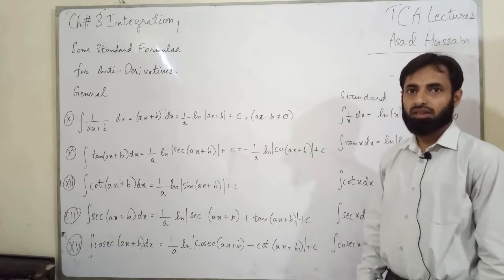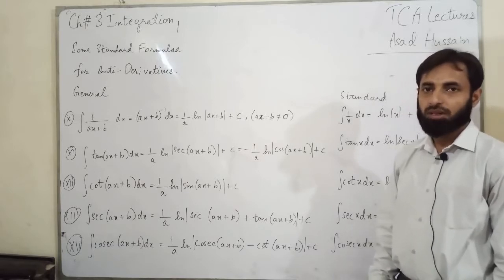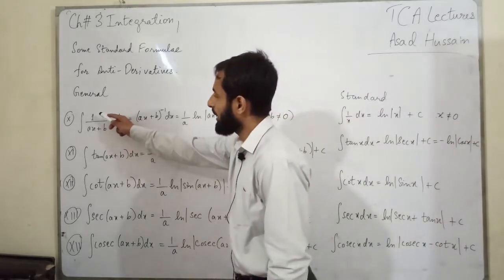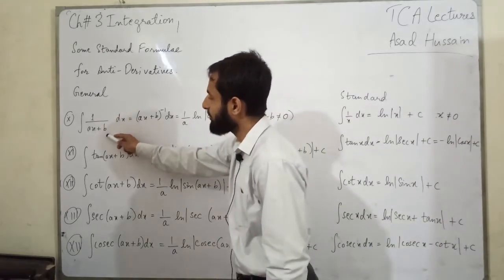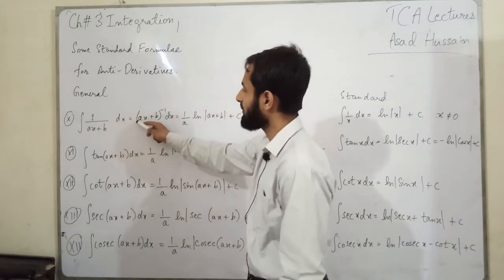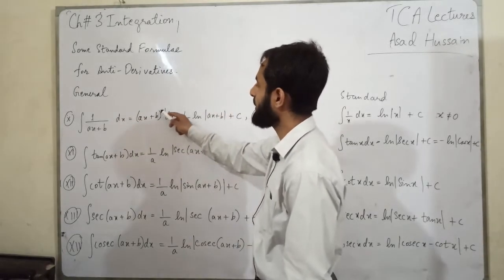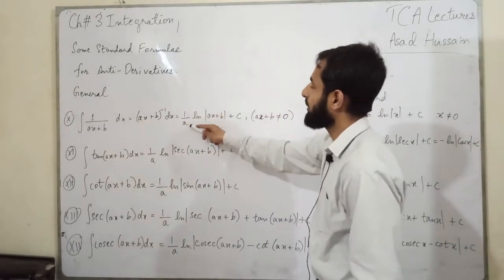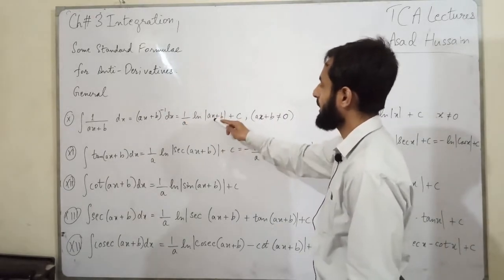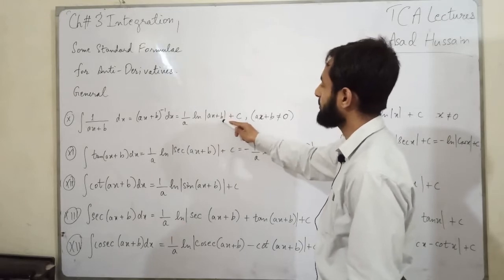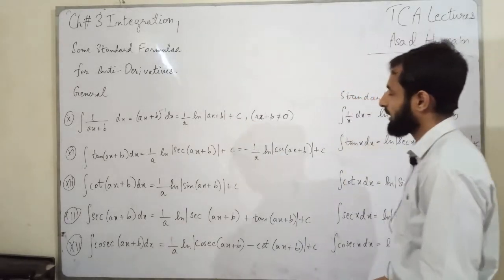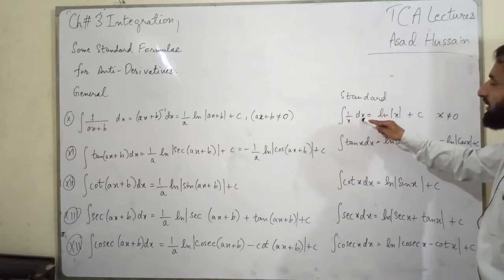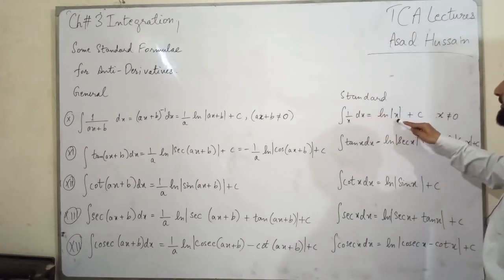Now we will cover the remaining formulas of chapter number 3, integration. Formula number 10. Integral of 1 over ax plus b dx is equal to 1 over a ln of the absolute value of ax plus b, plus c. It can also be written in standard form as integral of 1 over x dx is equal to ln x plus c.